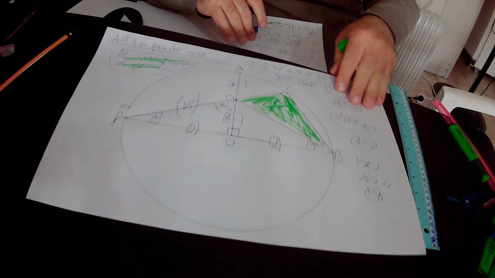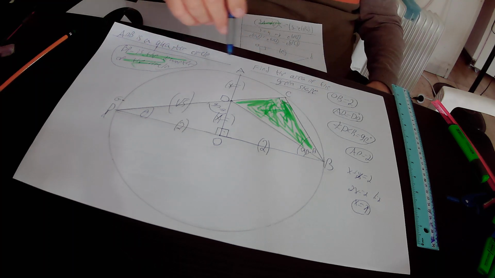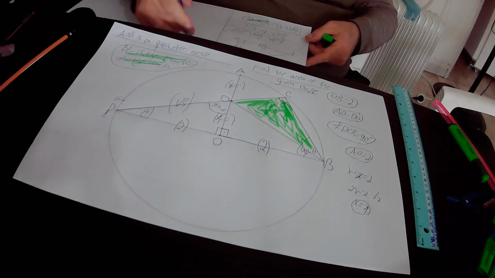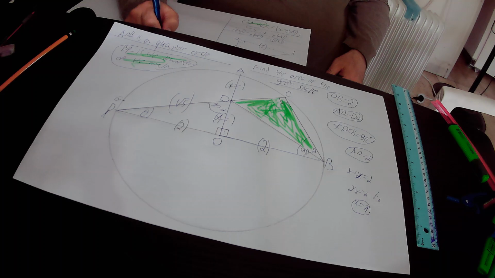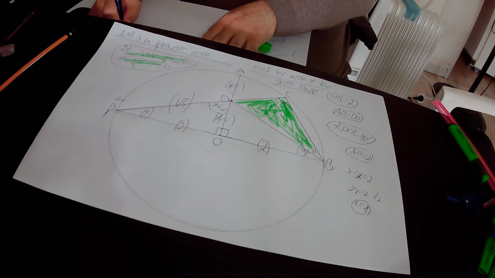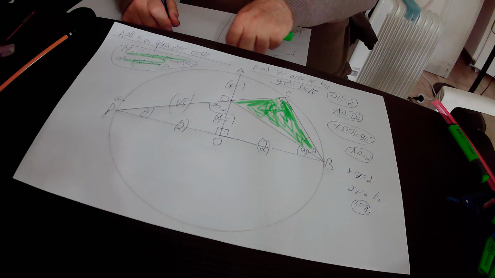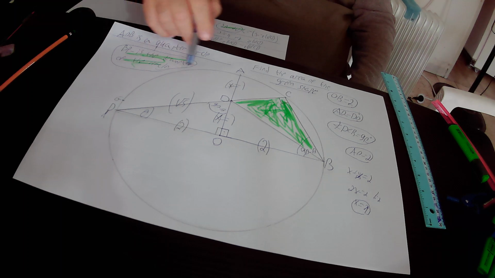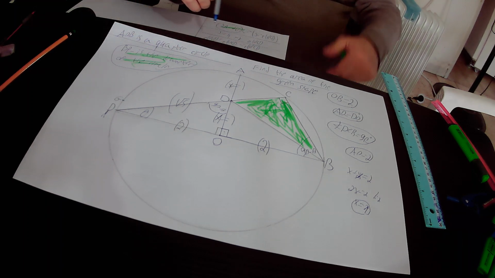In the next step, we prove that the right big triangle PCB is similar to the right small triangle PDO. So write it down. We prove that the right big triangle PCB is similar to the right small white triangle PDO. So why is the big triangle PCB similar to the small triangle PDO?